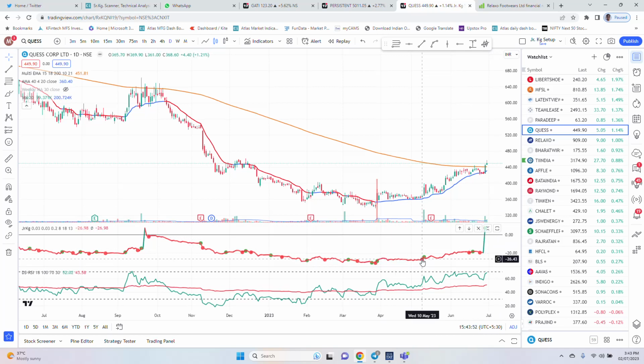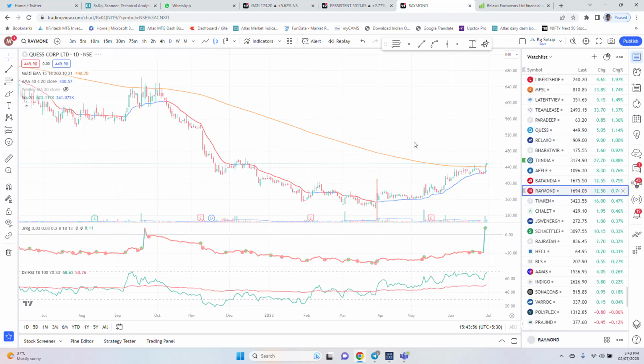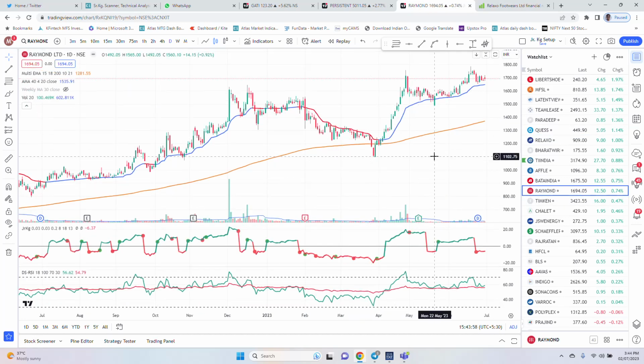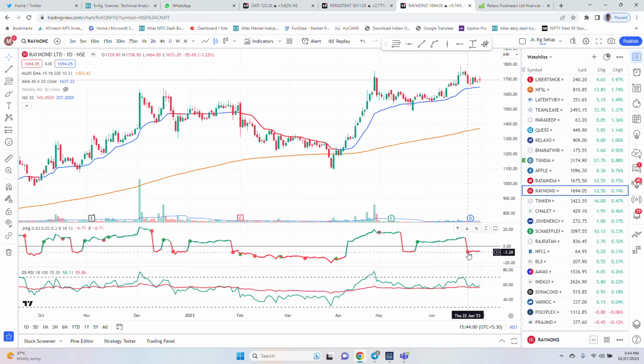Secondly, this red dot. The red dot will come when parabolic SAR gives you the sell signal. So if you see here, there is a red dot, but still the line is green and above zero. So red dot is the first indication of sell, which will give you an indication that selling pressure is coming in the stock.